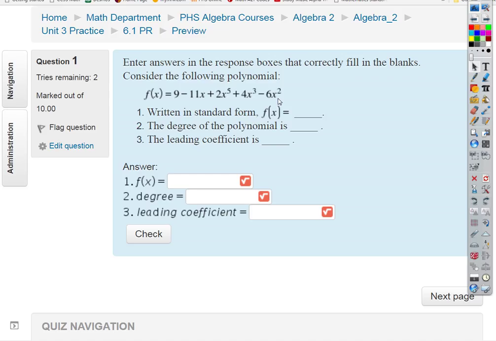Put it in order. Okay, which order? Just going to go from the greatest exponent to the smallest. Perfect. Goes from the biggest exponent to the least. So the first term would need to be that one, right? Because that's got an x to the 5th. So it would be 2x to the 5th plus 4x cubed minus 6x squared minus 11x plus 9. All I have to do is put them in order, right? Yeah, right. So then what's the degree of the polynomial?